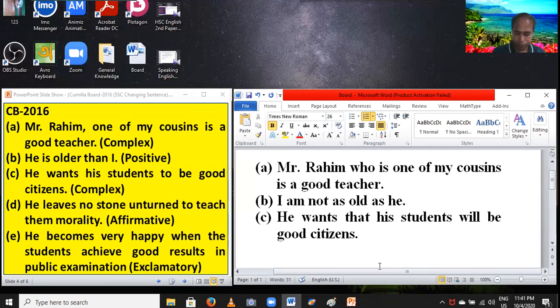Question D. He leaves no stone unturned to teach them morality. Students, leaves no stone unturned is a phrase. Its equivalent is another phrase: try by all means. You have to say try by all means instead of this phrase.